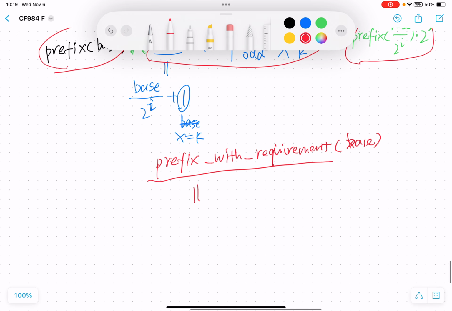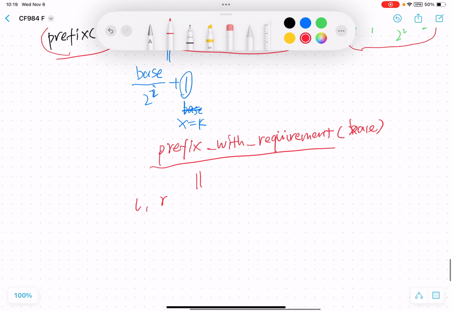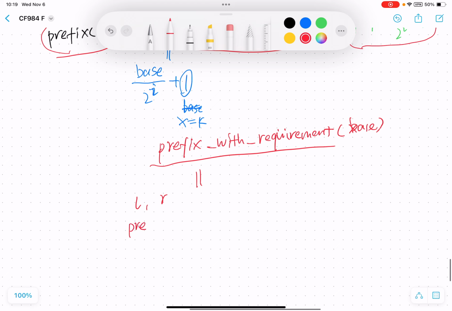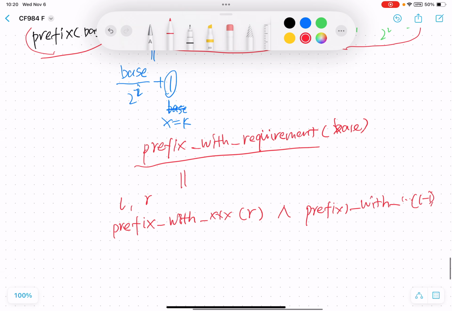So the answer will be, for every L and R, we need to compute prefix R XOR prefix with L-1. So this will be the final answer of this problem.